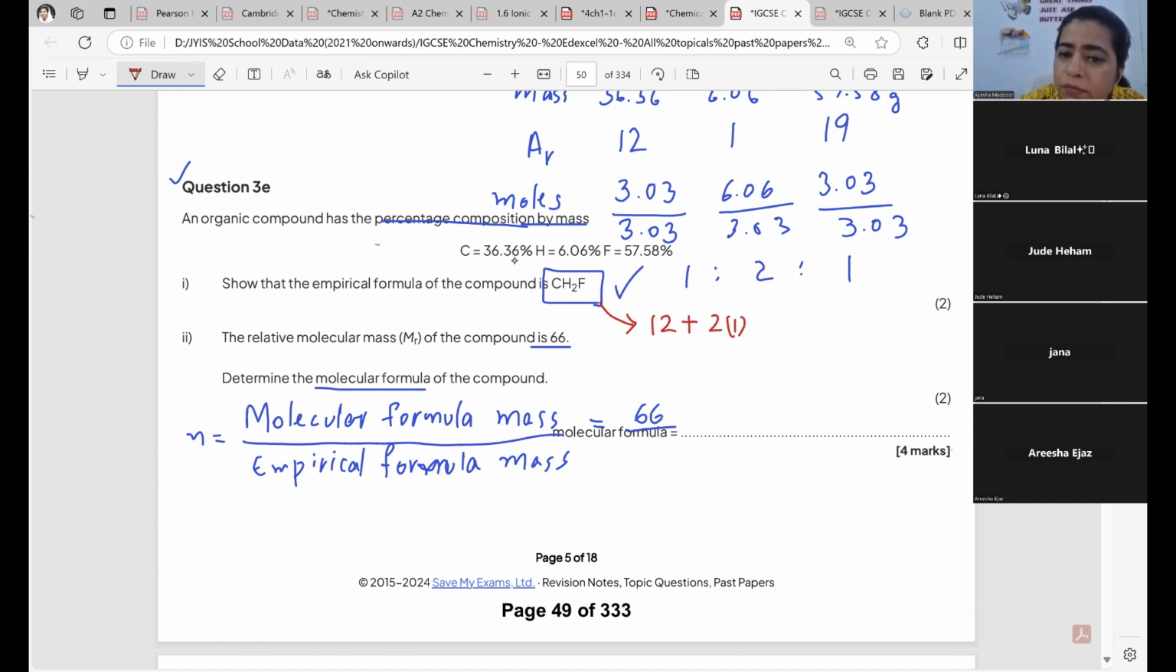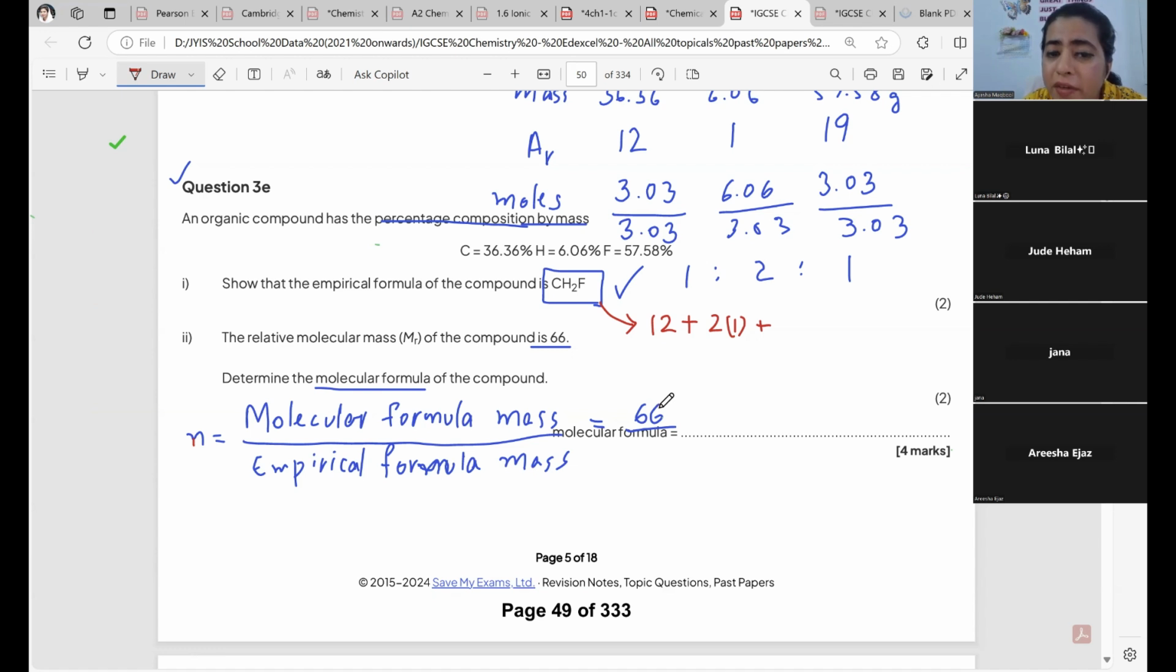Do you mean n or m? This n number is equal to molecular formula mass over empirical formula mass. So what does n stand for? n is the number of empirical formulas. I will tell you why we need this n. So n is equal to molecular formula mass over empirical formula mass.